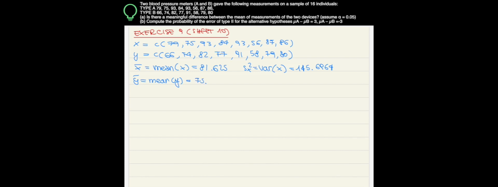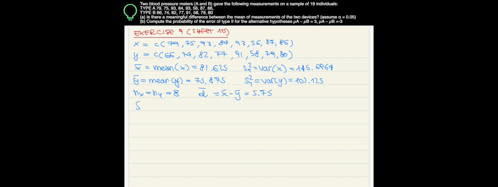Same thing we can do for Y. So the mean for Y is 75.8875, and the sample variance is 102.125. Great. And n, the number of samples in the first sample, is 8, and so is in the second one. And D, that is the difference between sample means, X bar minus Y bar, is equal to 5.75.